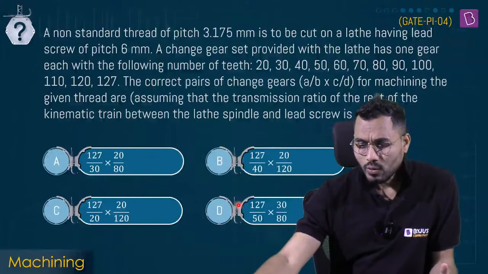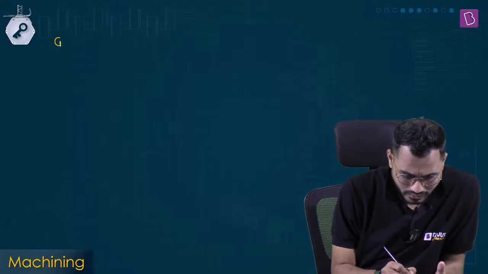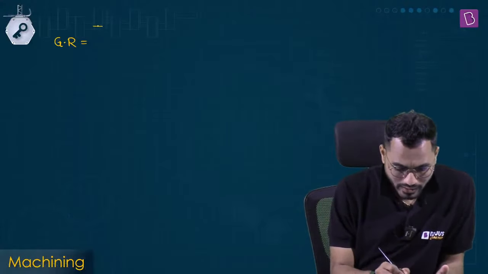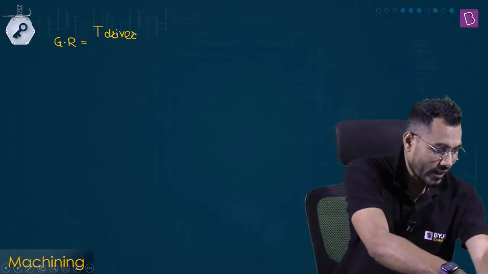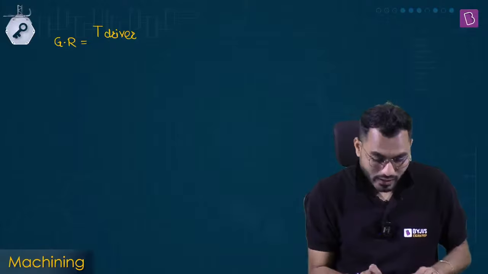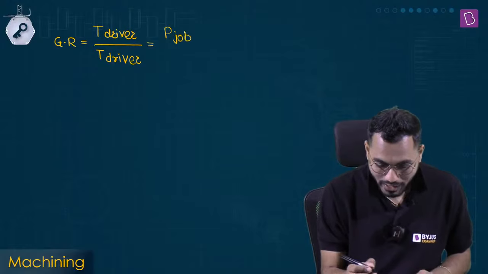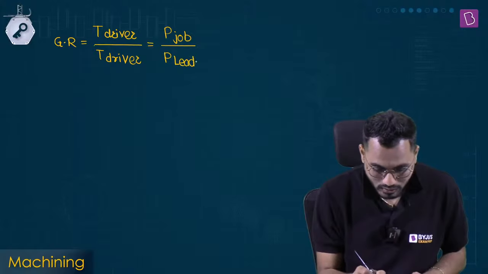Whenever we are interested in the gear ratio, it is very simple. What is the gear ratio? Gear ratio is exactly equal to the number of teeth on the driver gear divided by the number of teeth on the driven gear, which is exactly equal to the pitch of the job divided by the pitch of the lead screw.